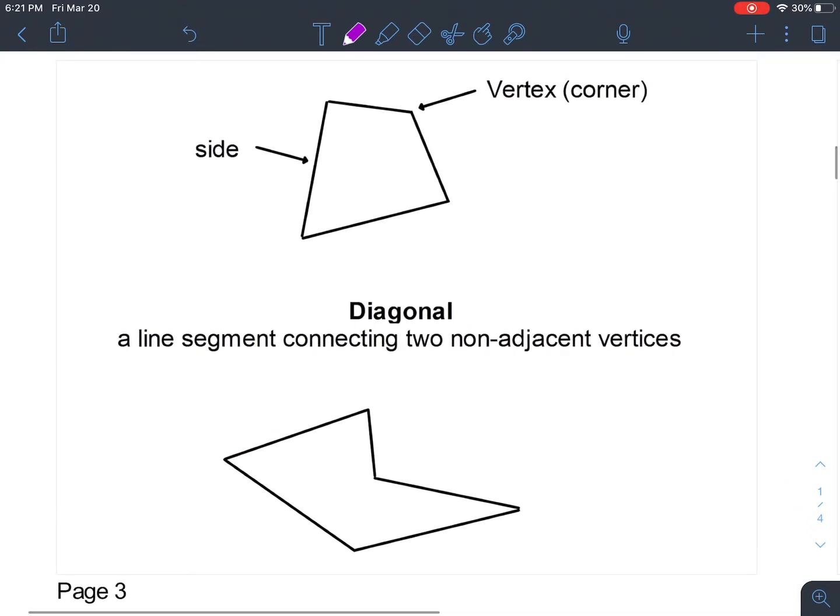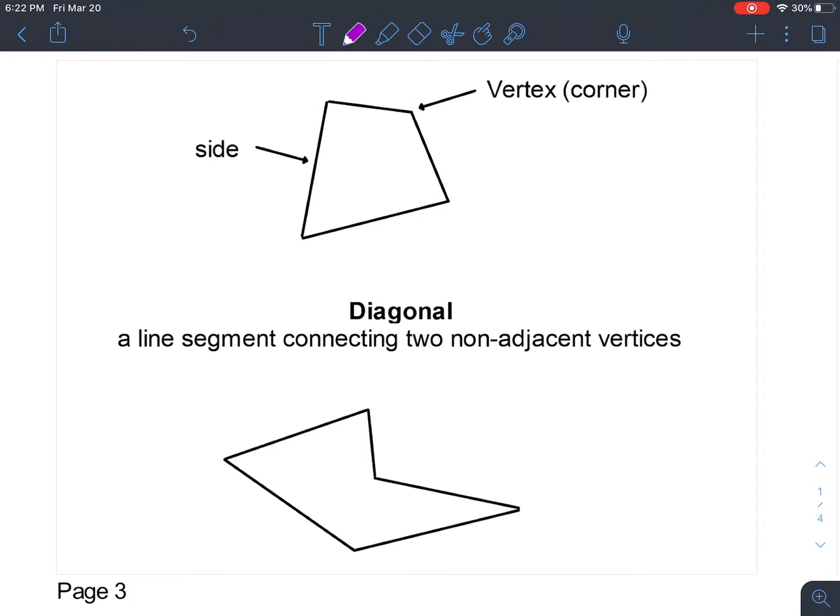Then the next thing is that we need to name parts of our polygons. So we know that this is going to be called a side, and all of the corners are going to be a vertex. So the shape up at the top has 4 vertices. When we spell the plural of that, that's how we spell it, vertices.